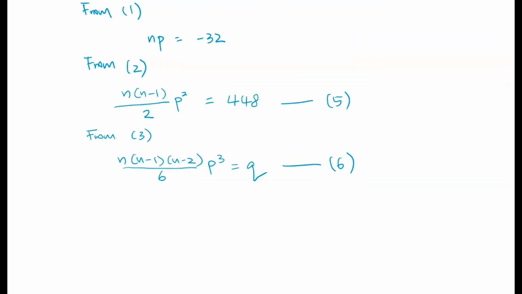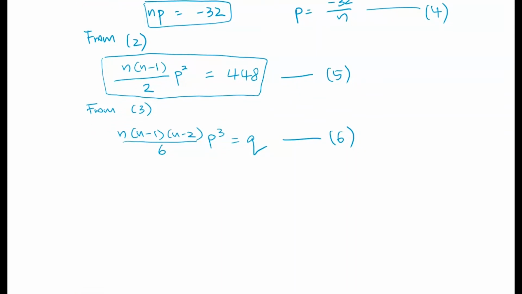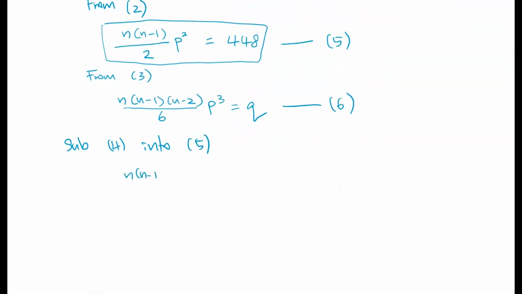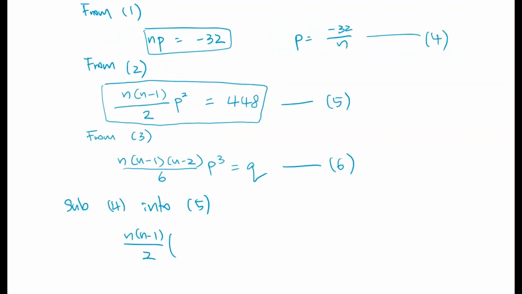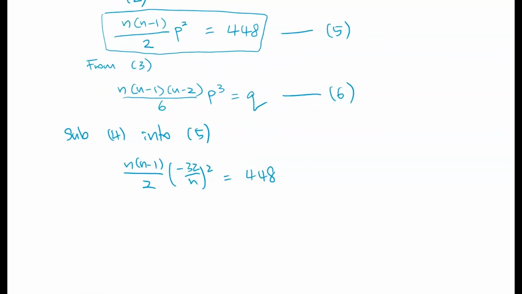Now equation 4, let's just simplify this a bit first. I'm going to make p the subject. So let's call this equation 4. And then I have this equation 5, which is in terms of p and n. So let us substitute 4 into 5. I'm going to work this out very quickly. n times n minus 1 over 2, times p squared, which is negative 32 over n squared, equals 448. What I've done is I've changed equation 5, which initially has 2 unknowns, p and n, into an equation that only has 1 unknown.